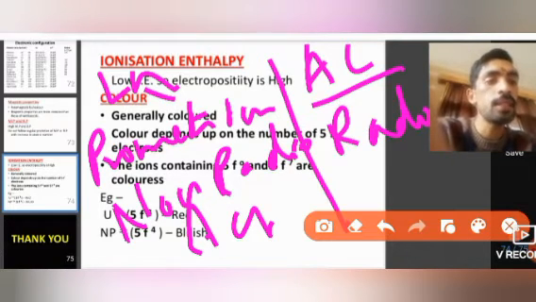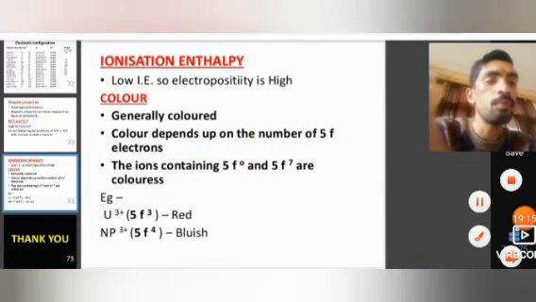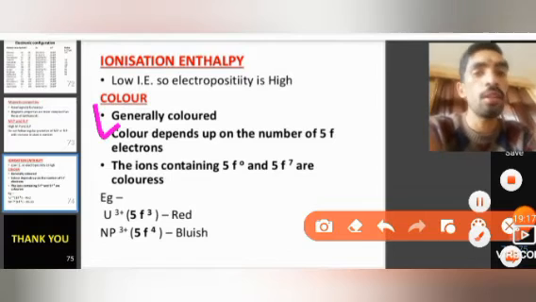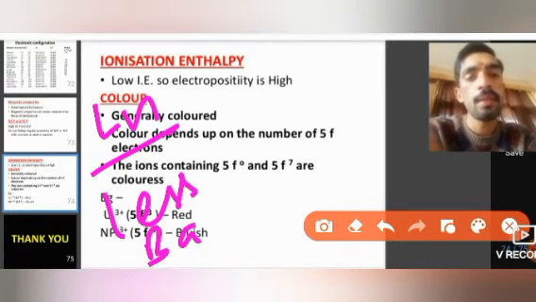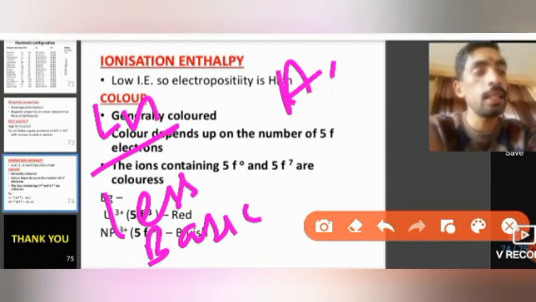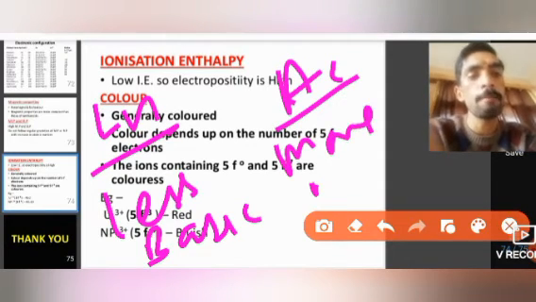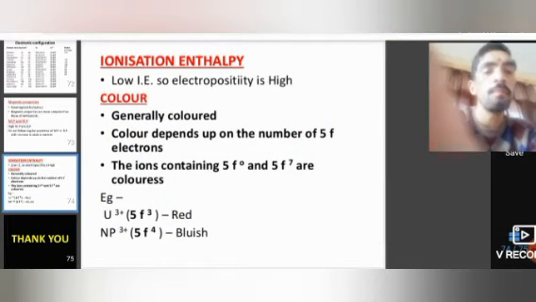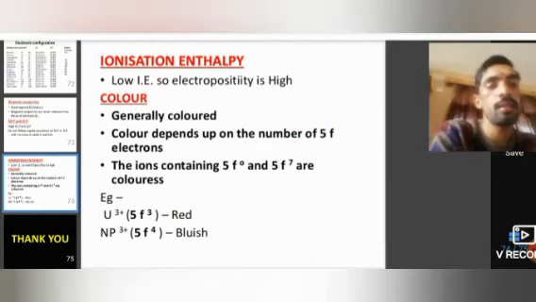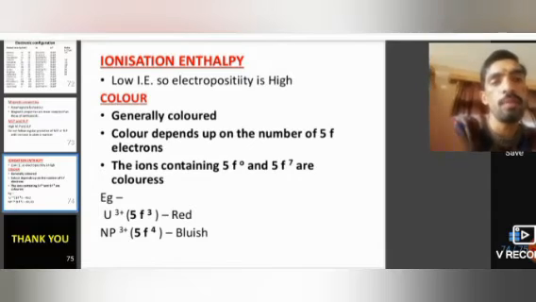Next is the last difference, on the basis of basic character. Lanthanides have less basic character, whereas actinides have more basic character. So these are the general differences, and I will also share the similarity and differences notes in PDF, so you can note them down from there.